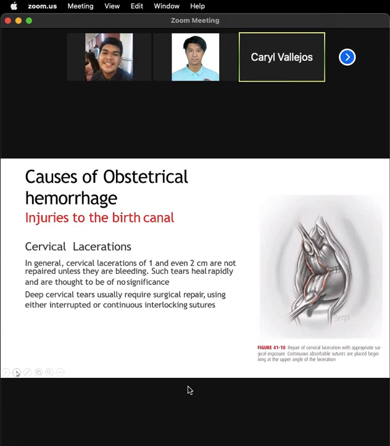So for the picture, this is the repair of your cervical laceration with appropriate surgical exposure. Continuous observable sutures are placed beginning at the upper angle of the laceration. So the laceration is in here, in the 3 o'clock and 9 o'clock position.